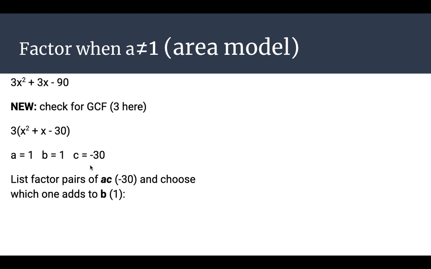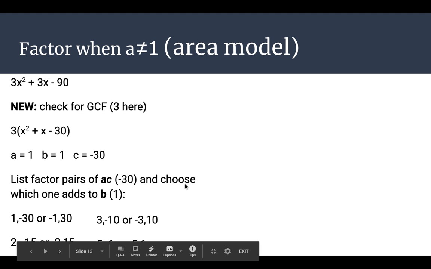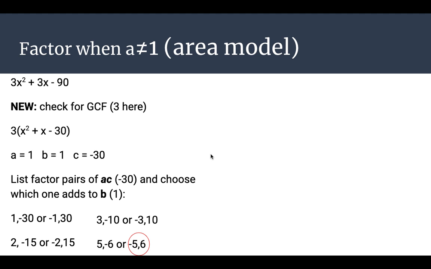Let's list the factor pairs of a times c, which is negative 30, and which one adds up to 1. So our factor pairs are 1 and negative 30, or the opposite, 2 and negative 15, or the opposite, 3 and negative 10. These still aren't working. 4 doesn't go in, but what about 5? 5 and negative 6, or negative 5 and 6. Oh wait, this last one, finally, I didn't even plan that. Negative 5 plus 6 gives us 1.